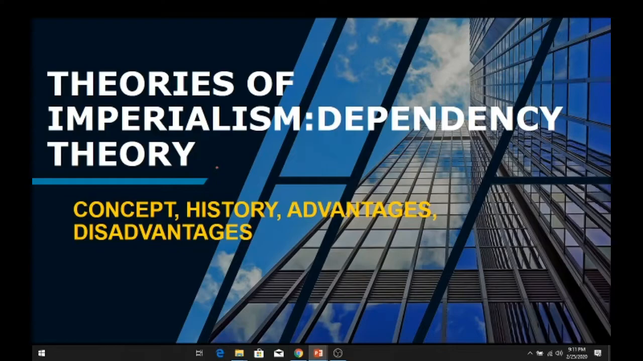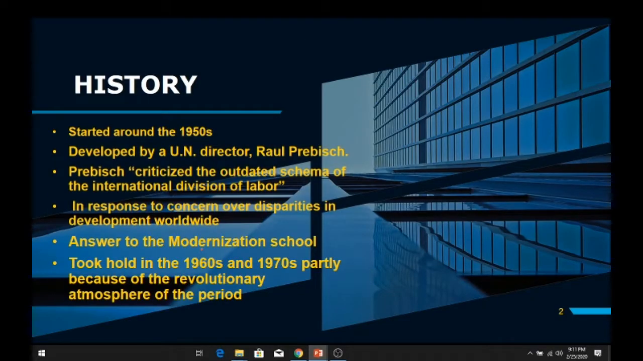Today the topic of our discussion is theories of imperialism, and in that we are going to talk about dependency theory in particular. So what we will discuss about the dependency theory is its concept, history, advantages as well as its disadvantages in international relations. So let's move on. First of all, we are going to start with the history of dependency theory.